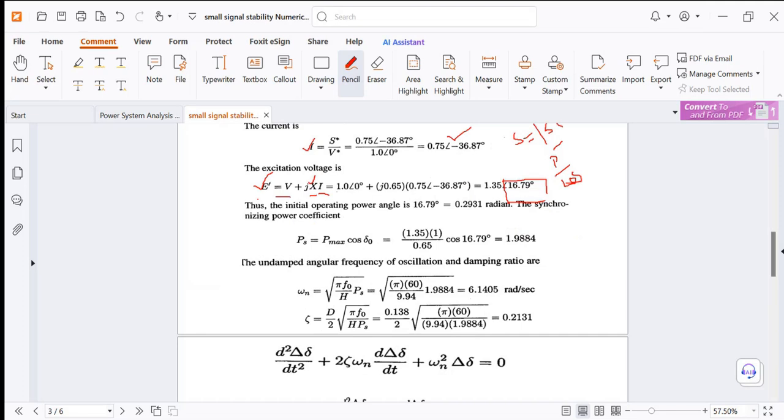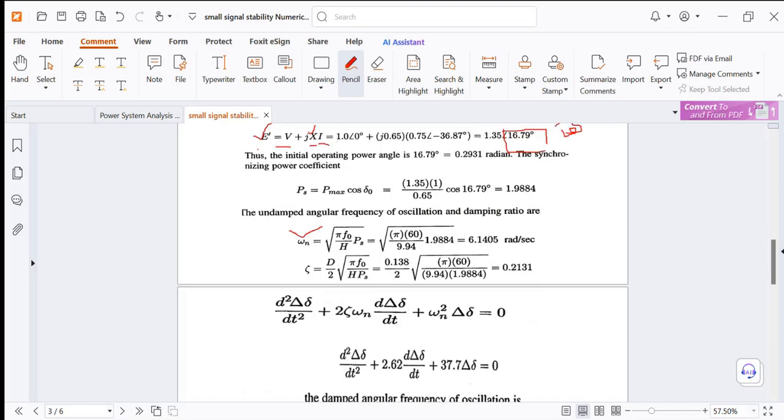By putting this value of PS in the equation of omega n, which is equal to the square root of pi f naught over H, we obtain the value. We obtained this expression for omega n in the small signal stability lecture. You can visit that lecture and find out how we obtained omega n there. By just putting the values of PS, pi f naught, and H in this equation, we will get the value of omega n. Similarly, for zeta we use the formula D over 2 times the square root of pi f naught over H PS, and the value of D is given in the problem. So now we have the values of omega n and zeta both.